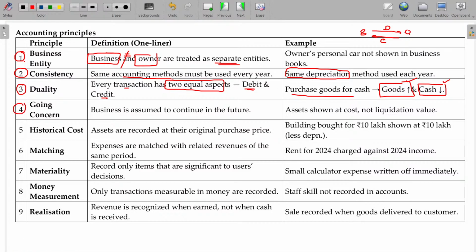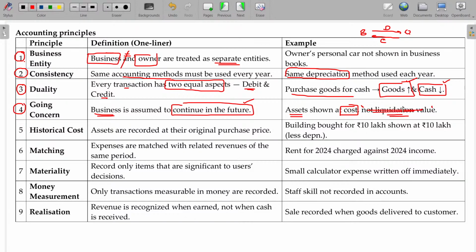The fourth principle is going concern. It is assumed that the business will continue in the future also. We don't have any intention to close. This is called going concern. Because of this principle, assets are shown at cost, and we reduce them to net book value after depreciating for the usage, not the liquidation value. Liquidation value means the company is supposed to be closed. While closing, the asset value is much lower than the value we record.